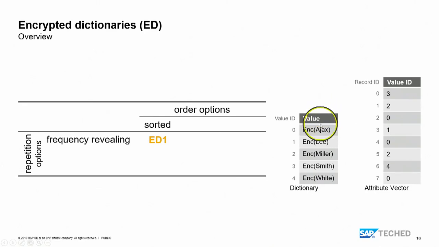And I said it's sorted, so this is the order option sorted. So all the plain text values underlying, they are sorted lexicographically. HX, Lee, Miller, Smith, White, right? Sorted dictionary.